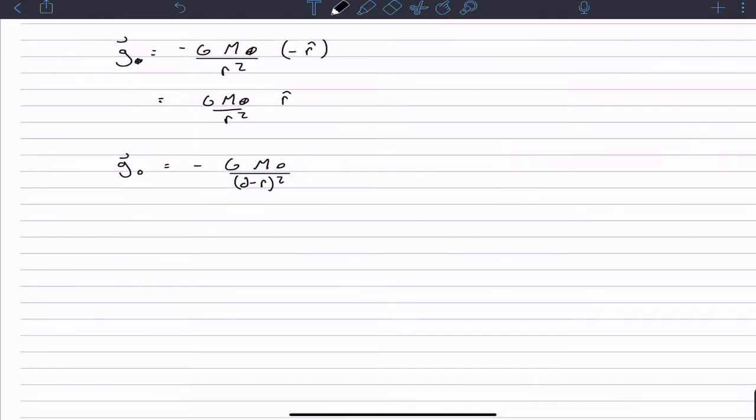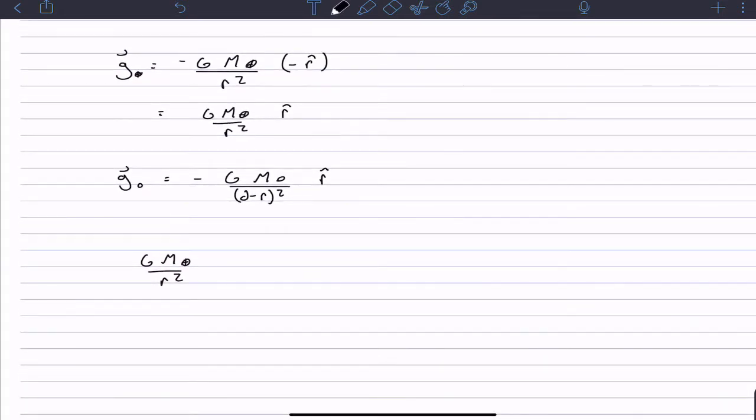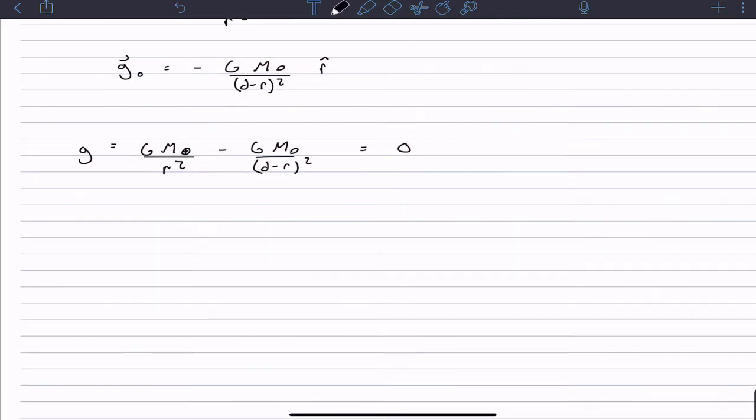Okay, now let's sum those up. So we get g m Earth over r squared. I'm just going to use the magnitudes instead of the vectors right now. So this is going to be this here, d minus r squared, and remember, it wants to know where this is equal to 0. So now that means that we just solve, right? So we have this all equal to 0. We can just pretty much put the equal sign here in the middle.